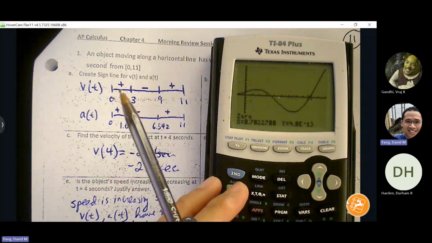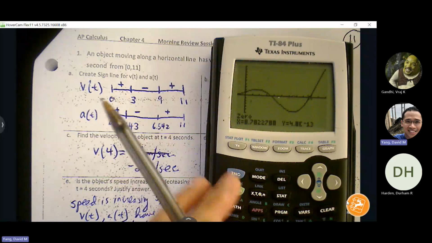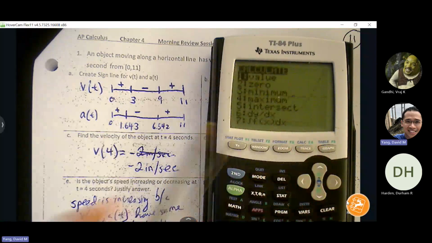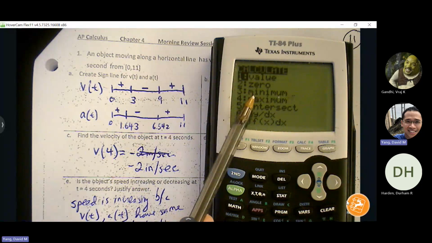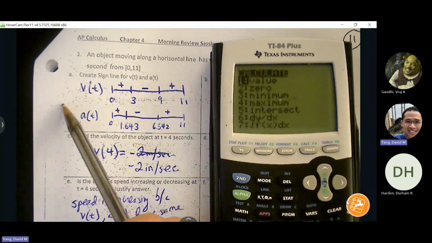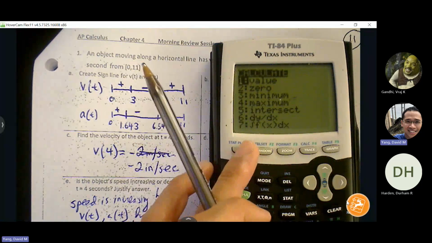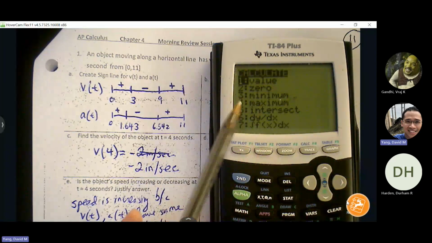Right, so everything is under second trace. So the 0 feature will help you find your x-intercepts. The minimum feature will help you find your relative minimum. And then your maximum will help you find your maximum. So for all of them, we go one far to the left and one far to the right, so like find the middle. Yeah, so for every one of them, you got to do them separately.